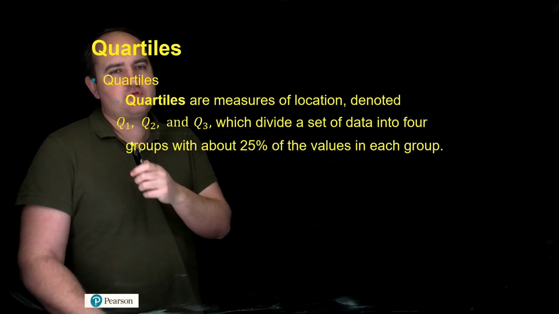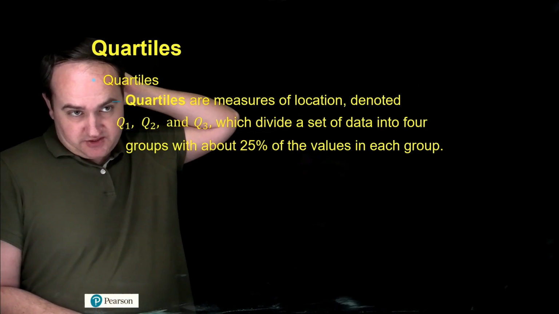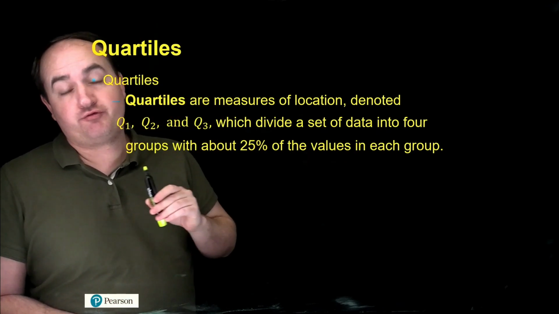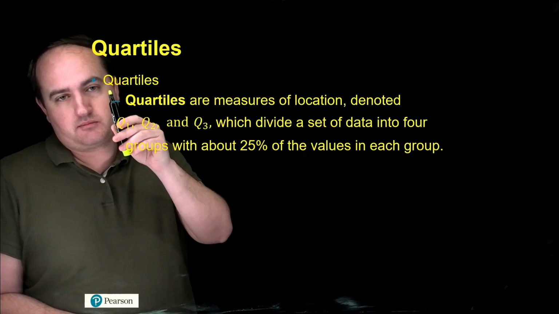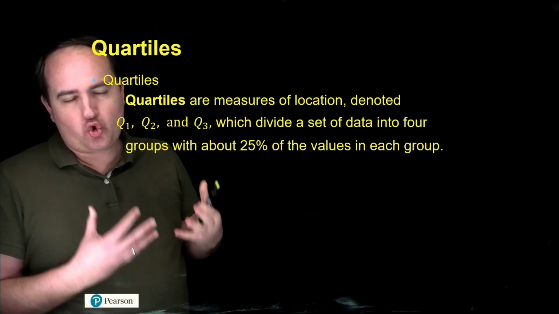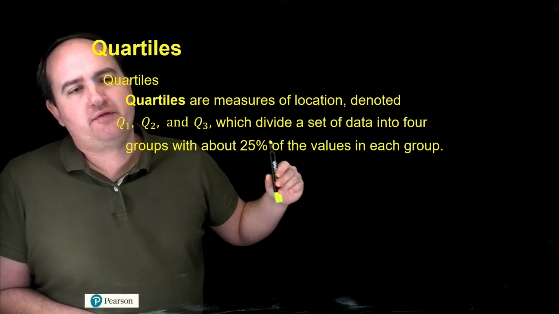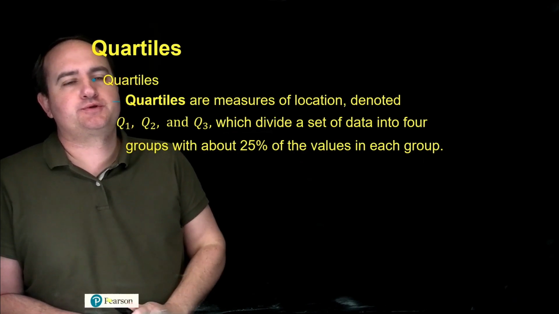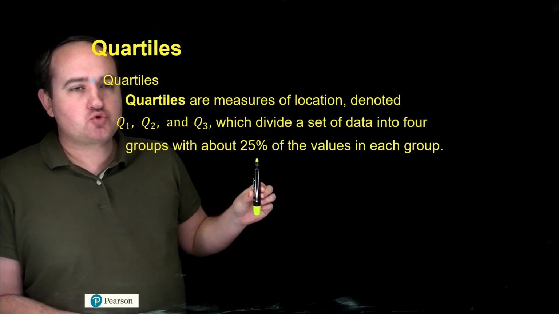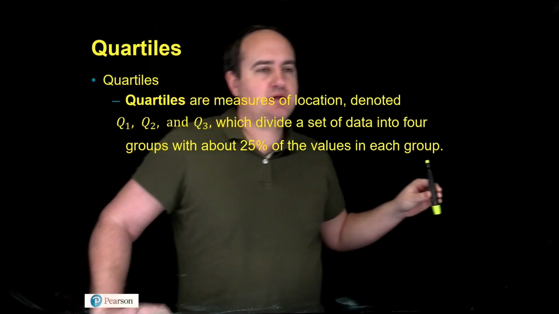But anyway, even though there are only 3 of them, they still divide the data set into 4 groups, where, like quarters, there are 4 quarters, they divide the data set into 4 groups, with about 25% of the values in each group.